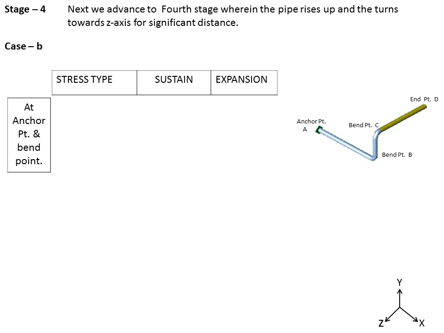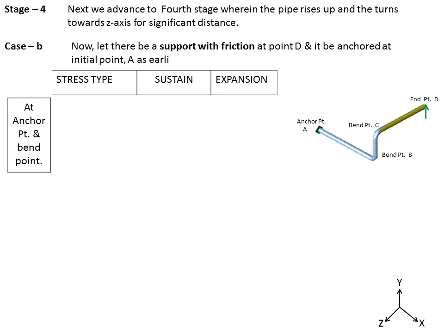Now moving towards the next case B, wherein we will be providing a support, and that will be with friction at the free end point D. As usual, let the anchor point be at A. And now we will be looking at the different stress types in the sustained and the expansion case.